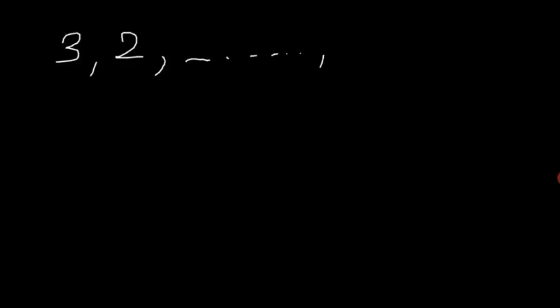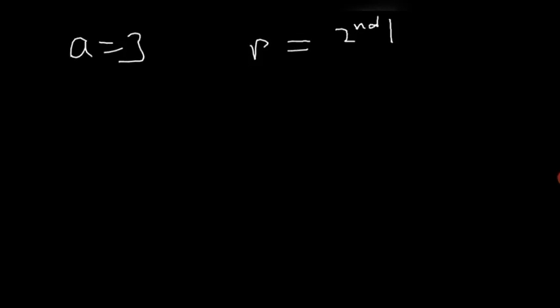You have to find me the 20th term. It's a very easy sum. Try to find out. So in the series, what is my common ratio? See, a is 3, you can see that. What is my r? Tell me if you can. r is nothing but the second term by the first term, that is 2 by 3.